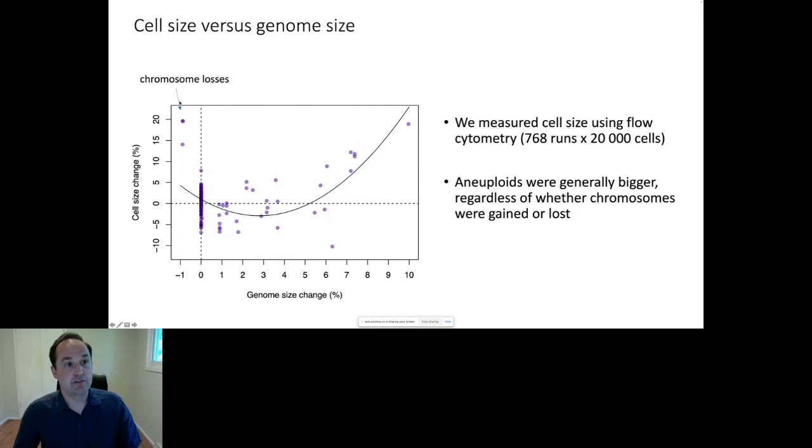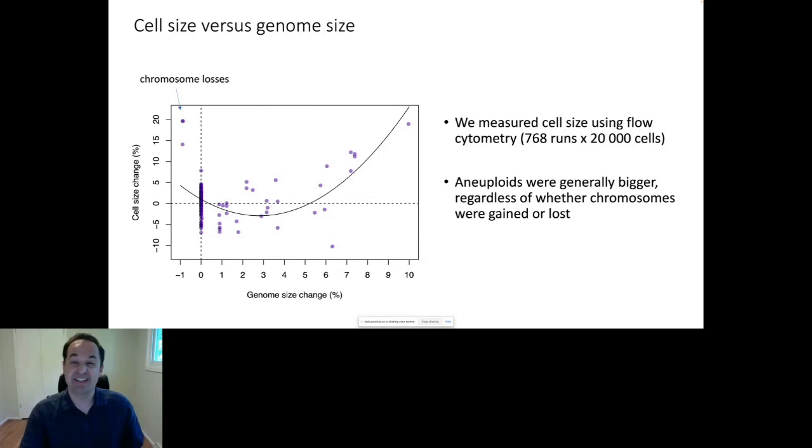But those few cases where we saw chromosome losses also had quite large cells. So what we may be seeing here is that messing up the karyotype of these strains causes them to grow more slowly, and they gain a larger cell size prior to dividing.